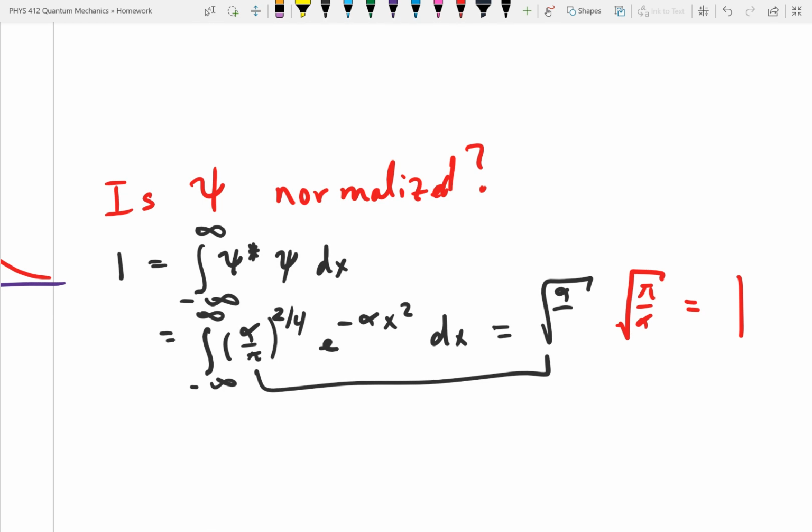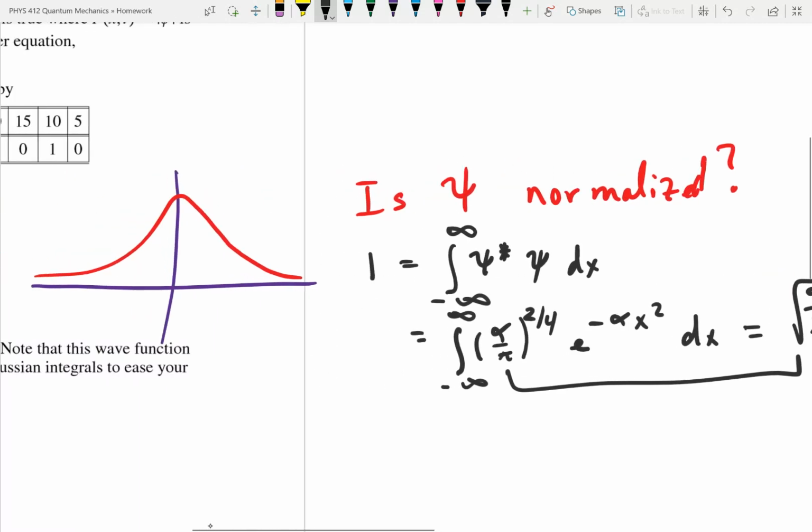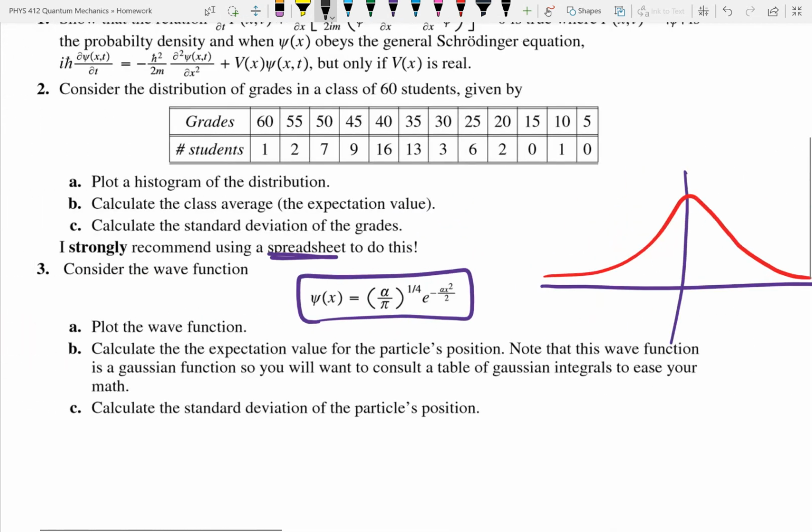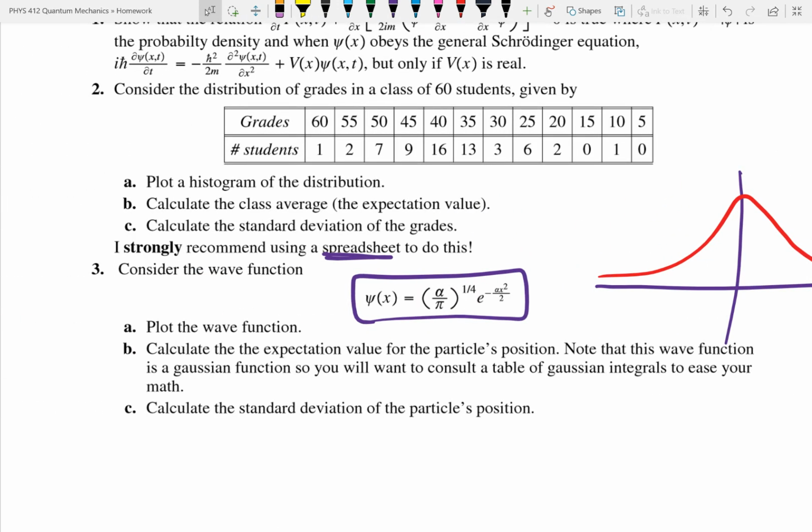Hopefully you recognize that was a pi in fat black, and those are alphas, the funny looking things. So yay, it's normalized. So now we can move on. If it wasn't normalized, of course, it should have had a constant like capital A out front, and you would find what capital A is.